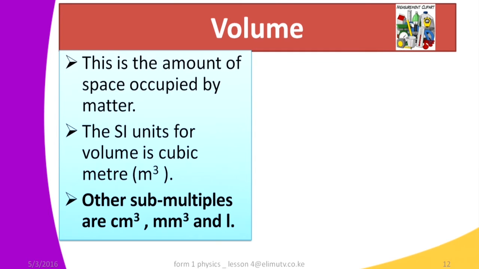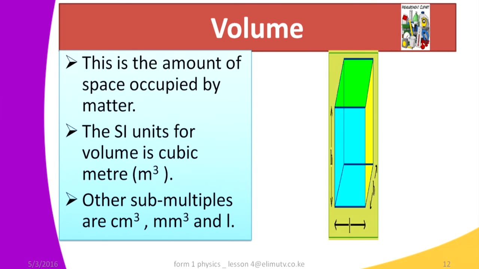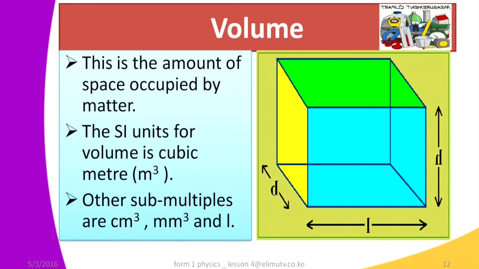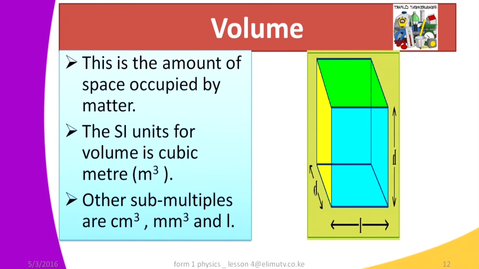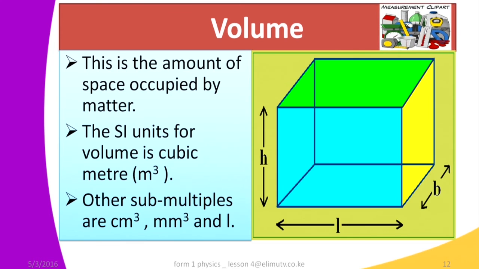let's have a look at this diagram here. Now this diagram is in the form of a cuboid. So how do we calculate the volume of a cuboid? It's given by length multiplied by breadth multiplied by height. That one becomes our volume. So our volume is going to be length multiplied by breadth multiplied by height. So that one becomes the space occupied by matter. I hope you understand now what volume is.